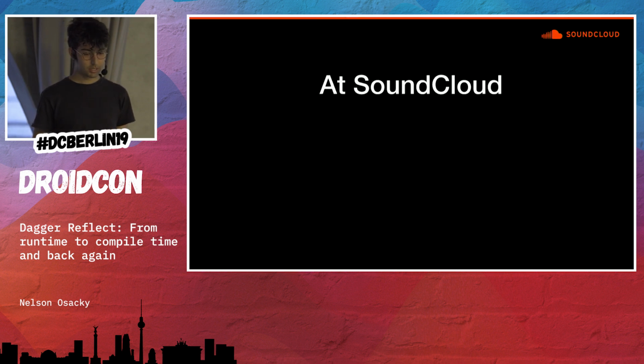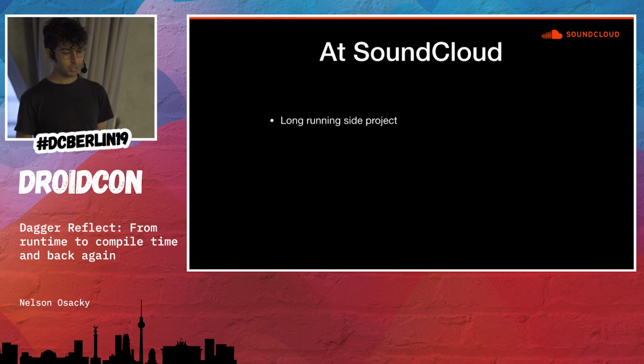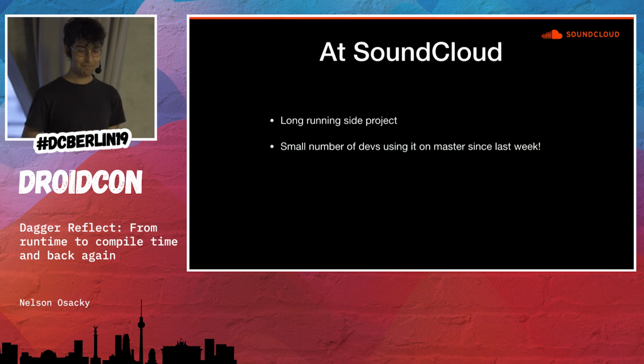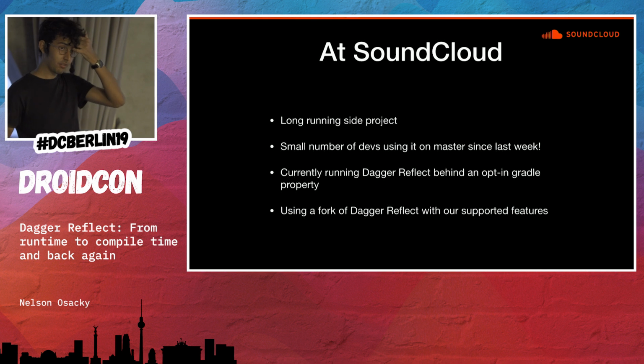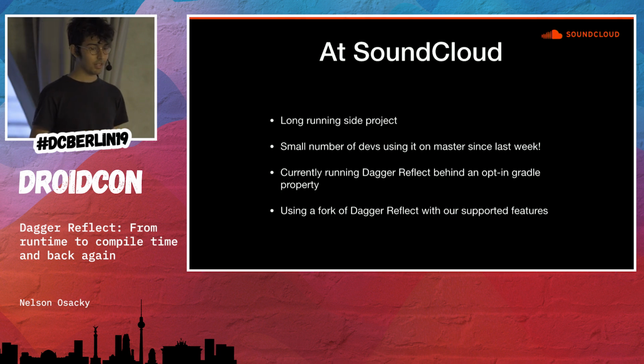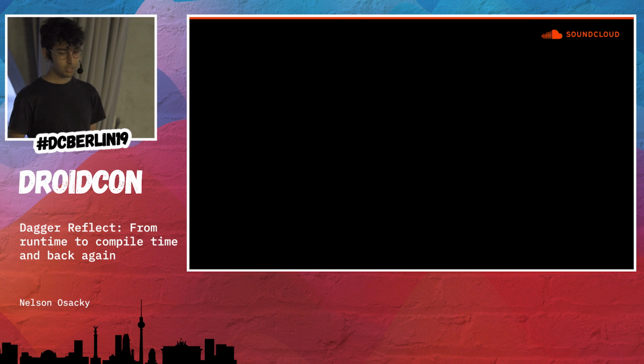So, how do we use this at Soundcloud? Well, this was a long-running side project of mine. We have a small number of devs using it on master as of last week. That is out of date. We've been using it for several months now. Like I said before, it's an opt-in Gradle property. And we're also using a fork of Dagger Reflect where we have extra supported features. They're all in pull requests against the project, but we wanted to use it, so we just forked it and added the features we needed to get it working in our code base.